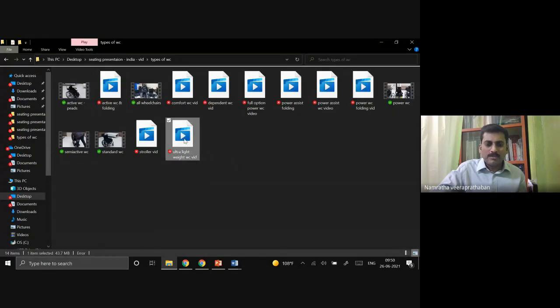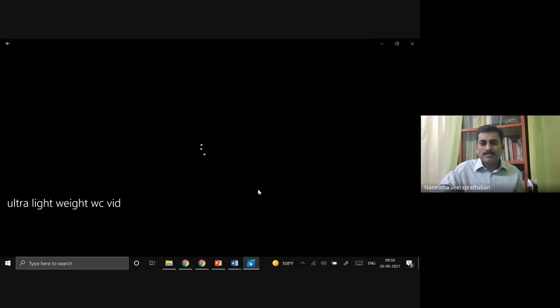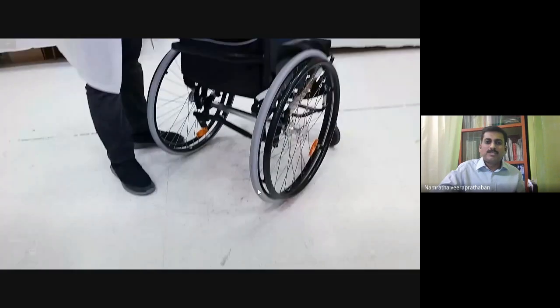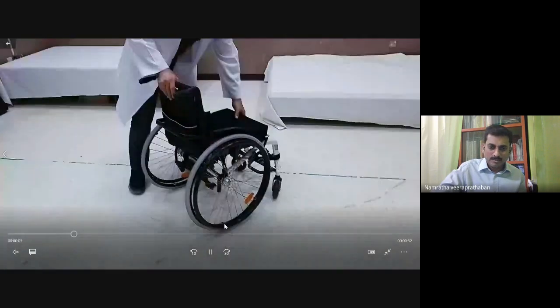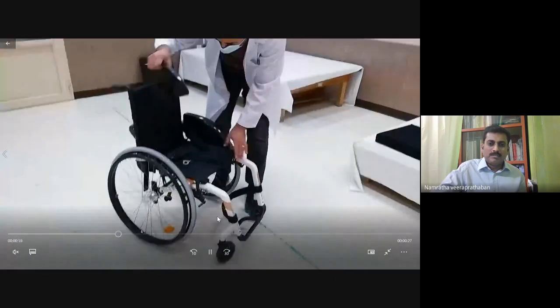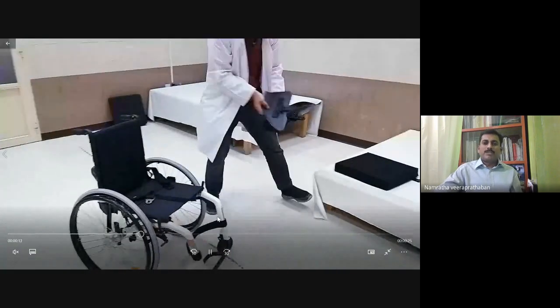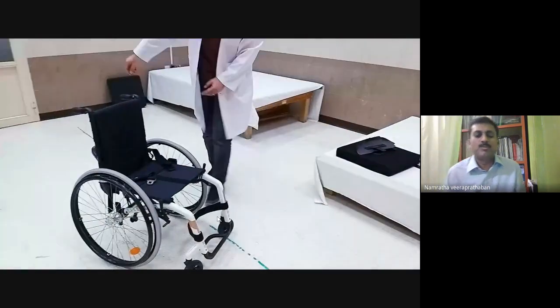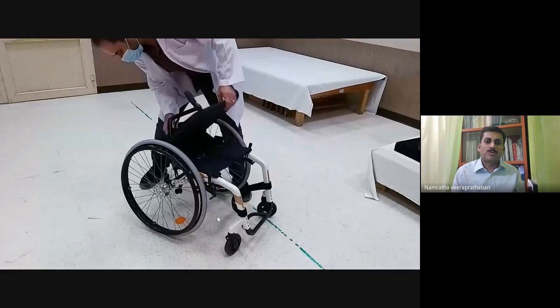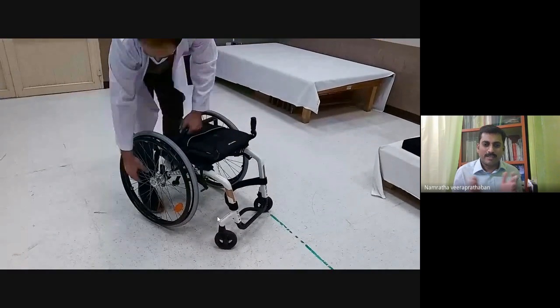Let's go to the ultra lightweight wheelchair. As I said, ultra lightweight wheelchair and active rigid wheelchair are almost all the same. If you look down here, the bar is not an X bar, this is a straight bar. I said the ultra lightweight wheelchair is less than 8 kilograms in weight. It's very lightweight. The only way you fold this chair is to fold the back. It will not fold like an X folding.